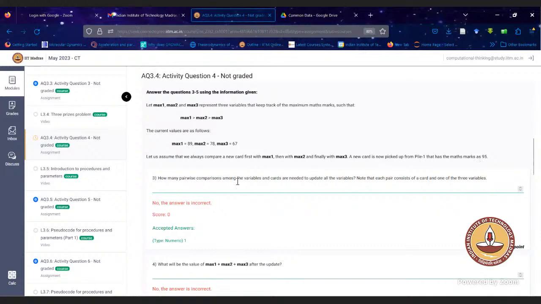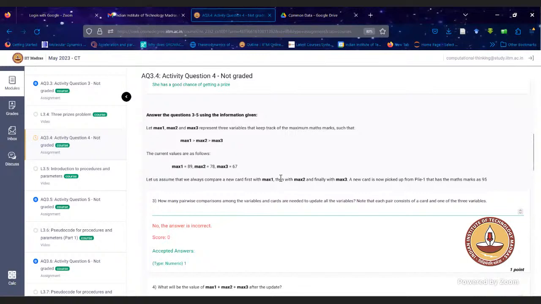How many pairwise comparisons among the variables and cards are needed to update all the variables? Note that each pair consists of a card and one of the 3 variables. I think the answer should be 3. Why? First we are comparing 95 with max 1. So now 89 is replaced by 95, and then we compare 89 with 78 and then 78 with 61. So now max 1 becomes max 2 and max 2 becomes max 3 and max 1 becomes 95. So in total 3 comparisons.